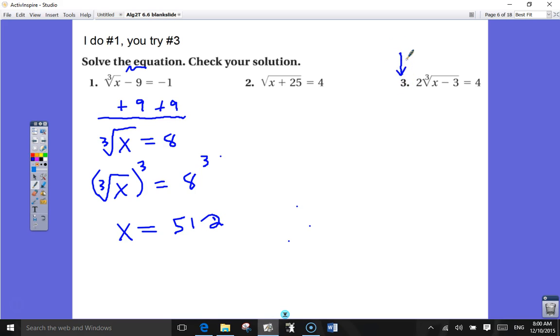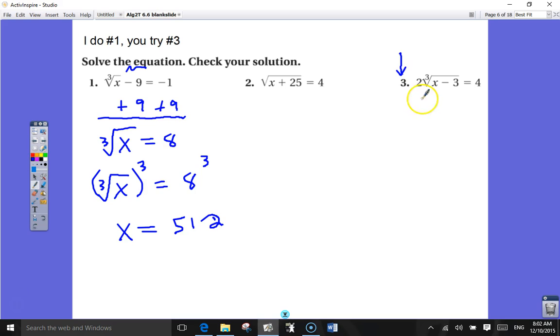Isolate the radical first, then undo the radical, and solve. So what's the answer? 11. Did you check it? 11 minus 3 is 8. The cube root of 8 is 2. 2 times 2 is 4.